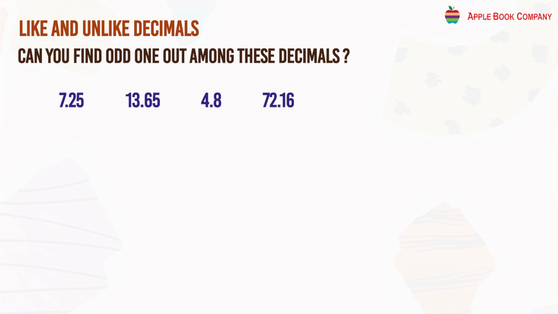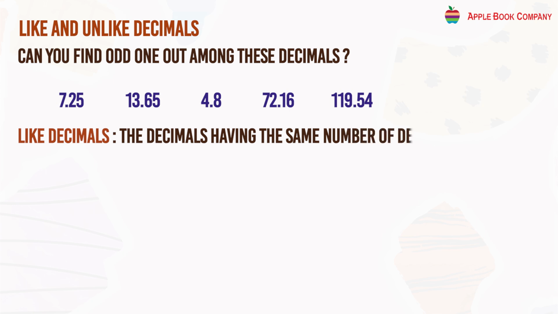Like and unlike decimals. Can you find the odd one out among these decimals? 7.25, 13.65, 4.8, 72.16, 119.54. Yes, 4.8 is the odd one out as it has only one decimal place, whereas the others have two decimal places. Like decimals are decimals having the same number of decimal places.